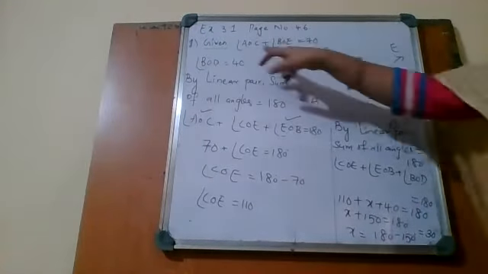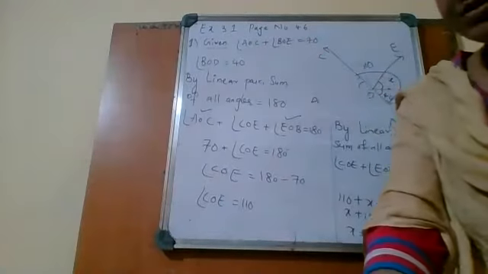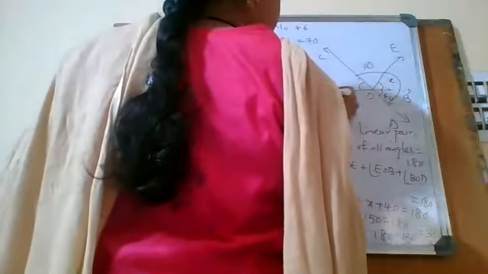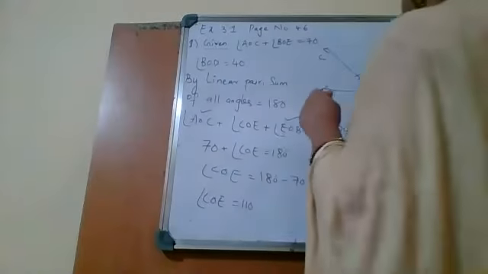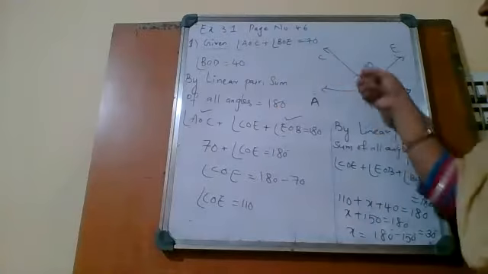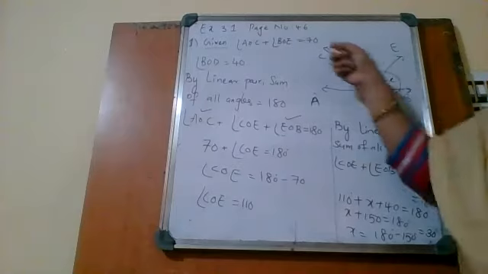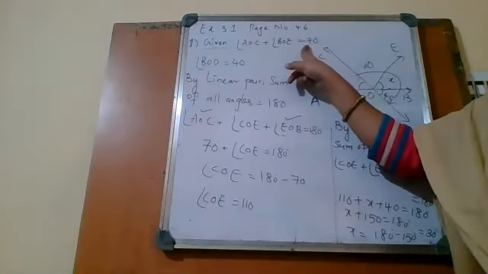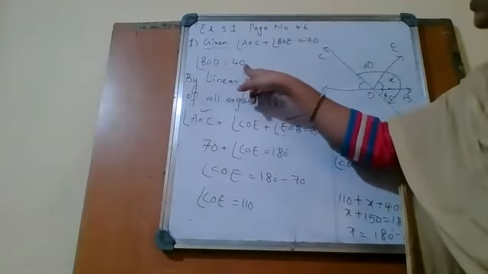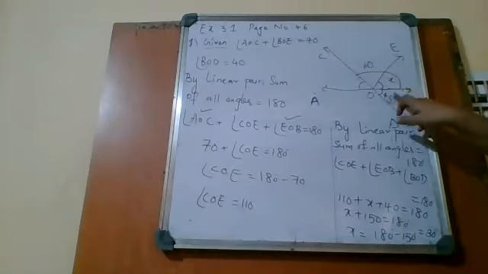Okay, what is given? Angle AOC plus angle EOB must be equal to 70 degrees. This is given. BOD is equal to 40 degrees. This is also given.